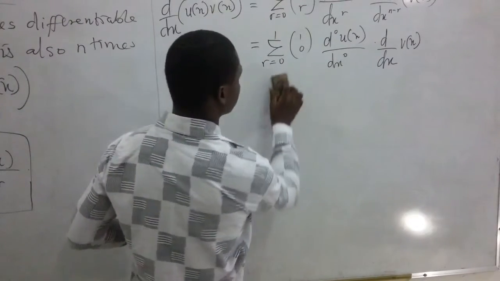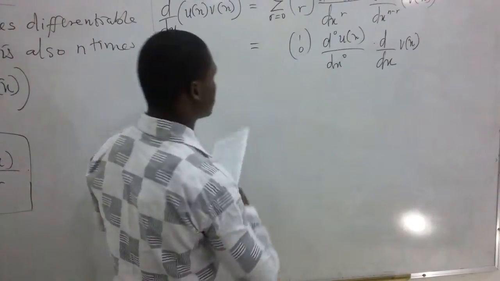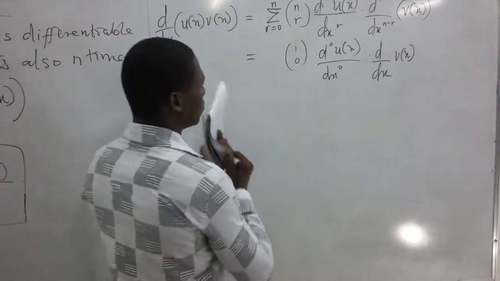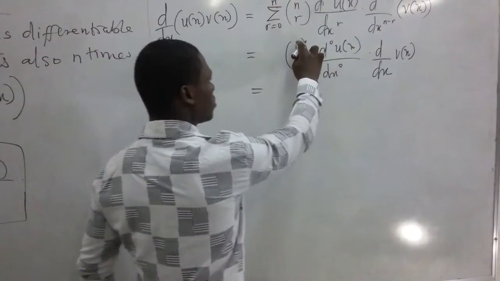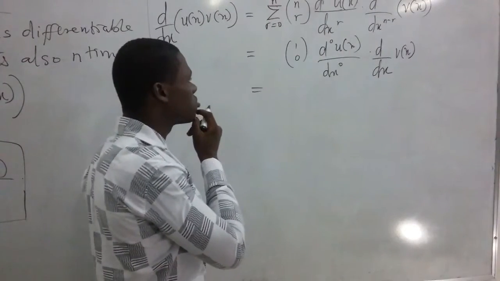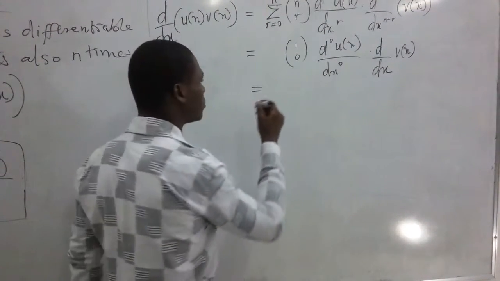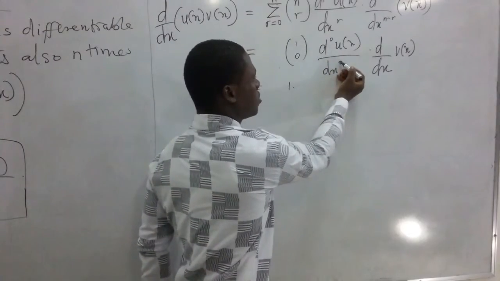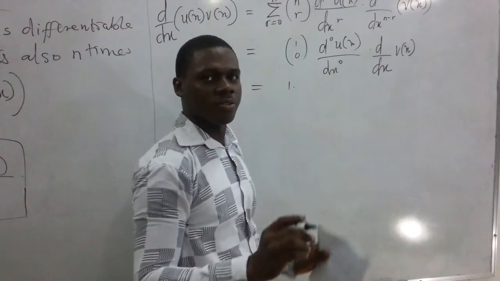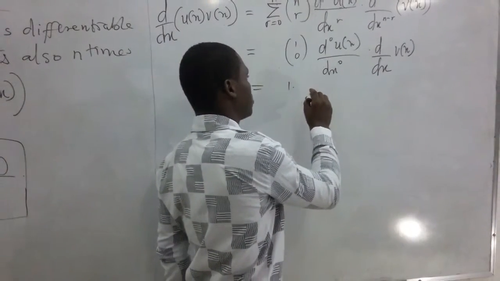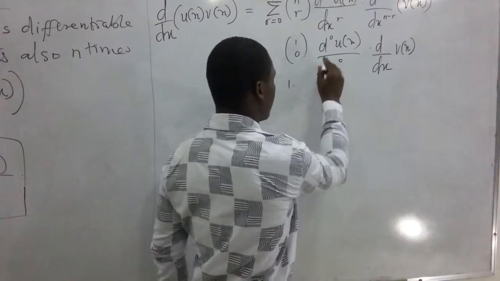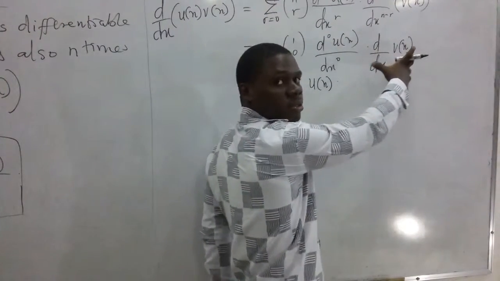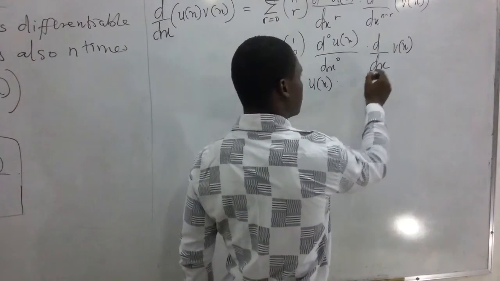So let's see. We just ignore the summation sign because the sign is here already. It means we are moving from 0 to n. If we look at this, it's going to be one combination 0, which gives us 1. We are going to multiply this. If it is 0 derivative, we are not differentiating the function, so we just keep it as it is. So this gives us u of x, which is multiplied by the function we are going to differentiate once.